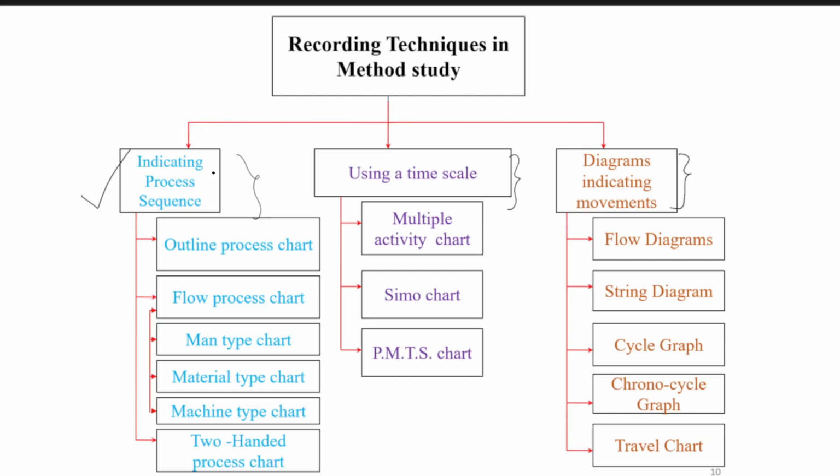Indicating process sequence, first is the outline process chart, then flow process chart, then man type, material type, machine type, and two-handed process chart. Using time scale, there is a multiple activity chart, SIMO chart, and PMTS chart. The diagrams which indicate movements are flow diagram, string diagram, cyclograph, chronocyclograph, and travel chart. Let us see one by one.